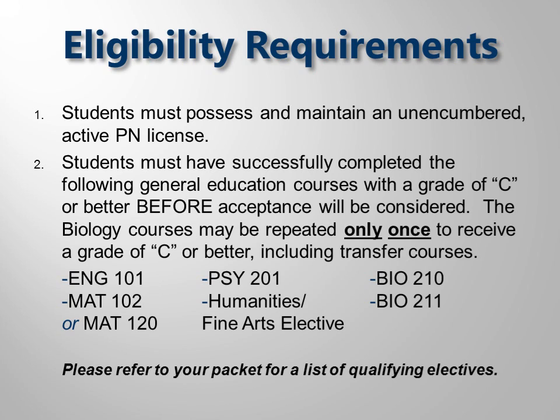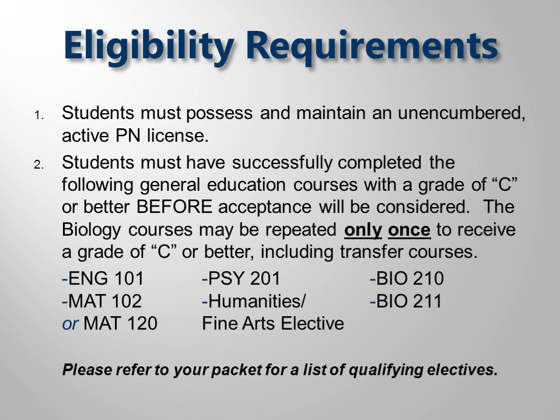The second requirement is that you must have successfully completed all required general education courses with the grade of C or better before you can apply for program entry. Required courses are English 101, Math 102, which is intermediate algebra, or Math 120, probability and statistics, Psych 201, an elective from the Humanities and Fine Arts category, and Biology 210 and 211, Anatomy and Physiology 1 and 2.